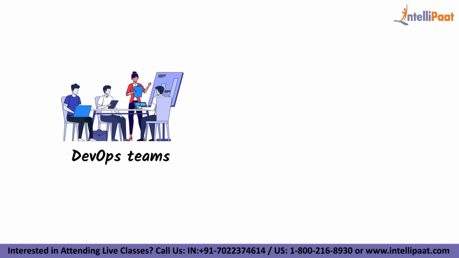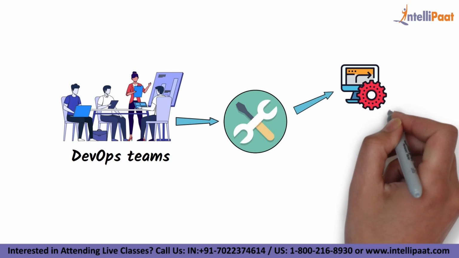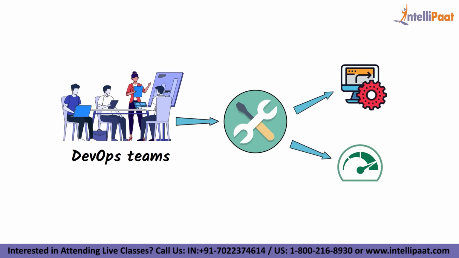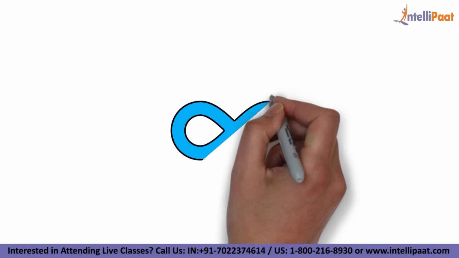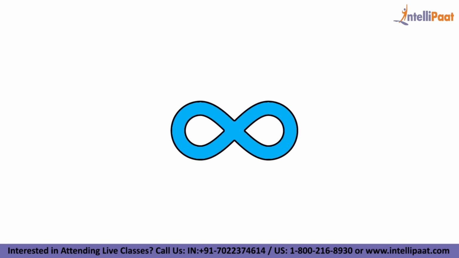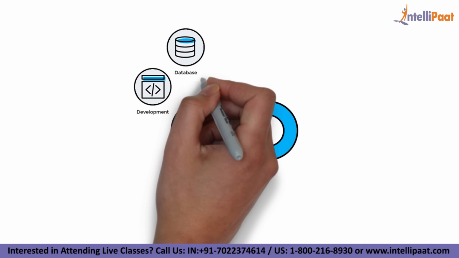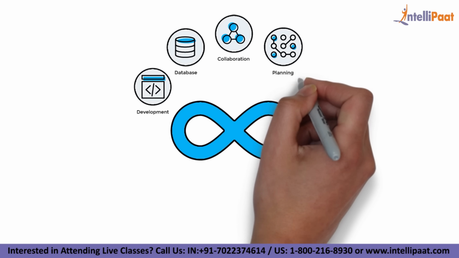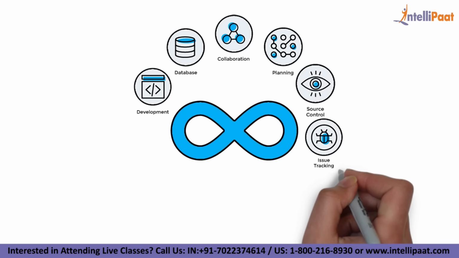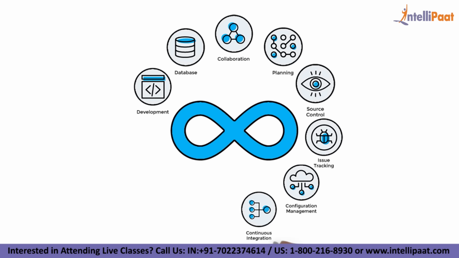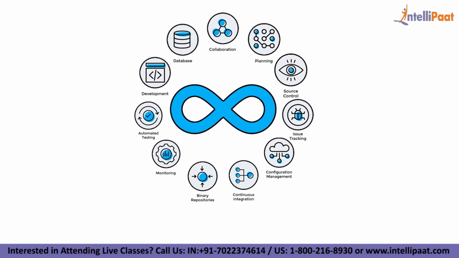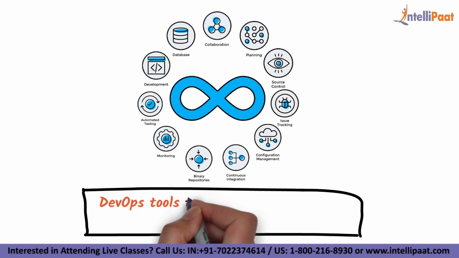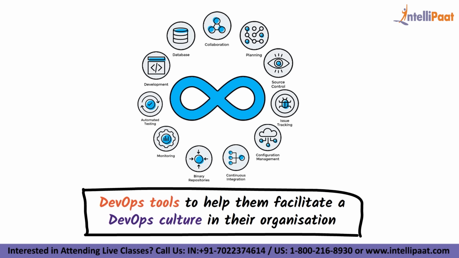DevOps teams use various tools to automate and accelerate processes, which helps to increase reliability. A DevOps toolchain helps teams tackle important DevOps fundamentals and go through its phases including continuous integration, continuous delivery, automation, and collaboration. Teams use various DevOps tools to help them facilitate a DevOps culture in their organization.